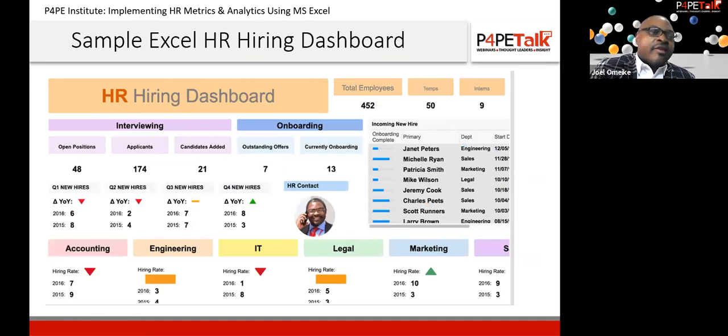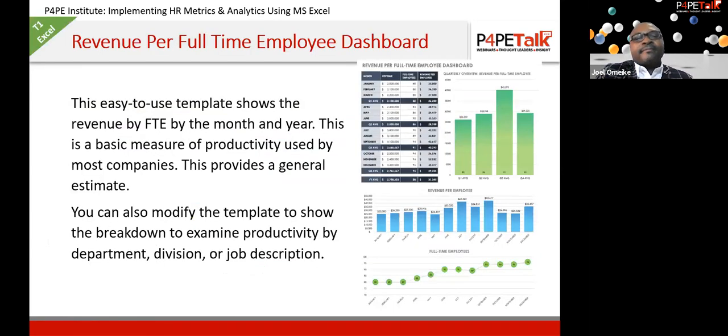This is another version of a dashboard for hiring, your hiring dashboard, and it shows you the number of open positions you have, the number of applications you've received so far, the number of candidates that were recently added that we received applications from, the number of outstanding offers that have not been made, the number of candidates who have resumed, who are currently being onboarded in the organization, and other metrics that you can find within this particular place of the organization. So these can be generated in your Microsoft Excel version.